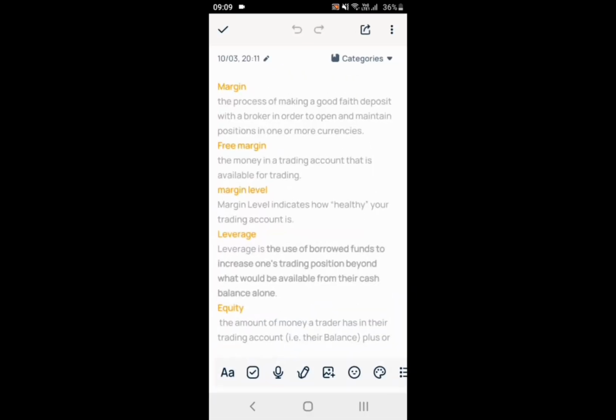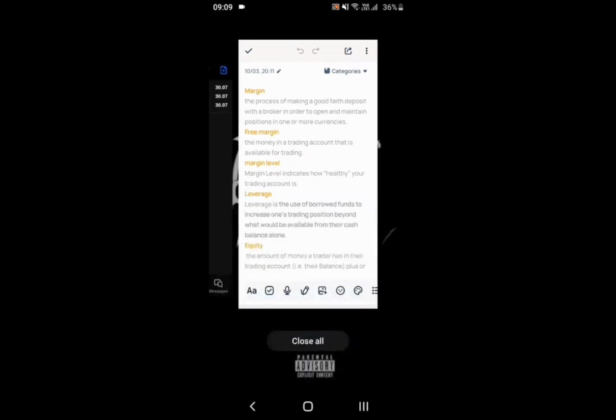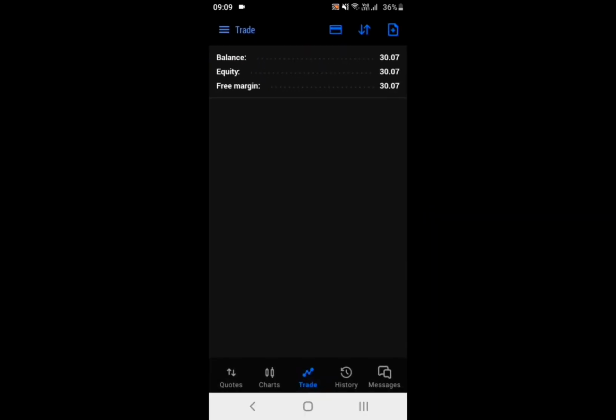Let's move on to margin level. Margin level indicates how healthy your trading account is. That is it guys. It is basically an indicator. Once you open positions, you will see a percentage here in this tab. It basically shows you how healthy your trading account is. My personal preference is a healthy account is always above 200%. Once your margin percentage reaches below 0, you will blow the account. You will have a margin call.